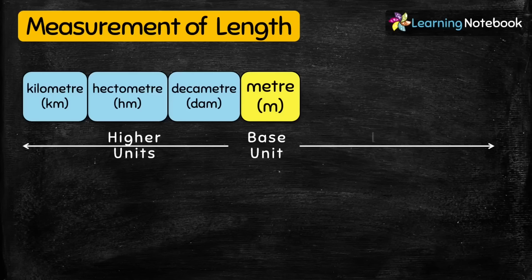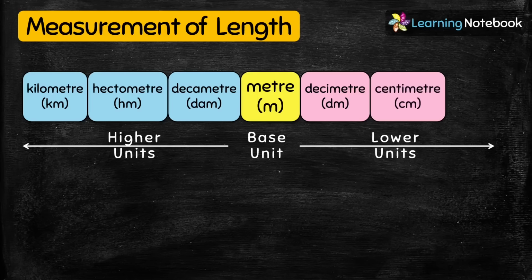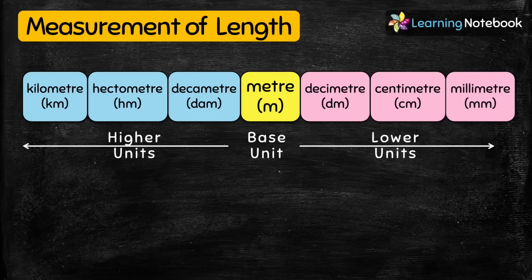Now let's see the lower units to measure length. First is decimeter, which is denoted by dm. Next is centimeter, denoted by cm. And the last one is millimeter, denoted by mm. So students, these are the units to measure length.